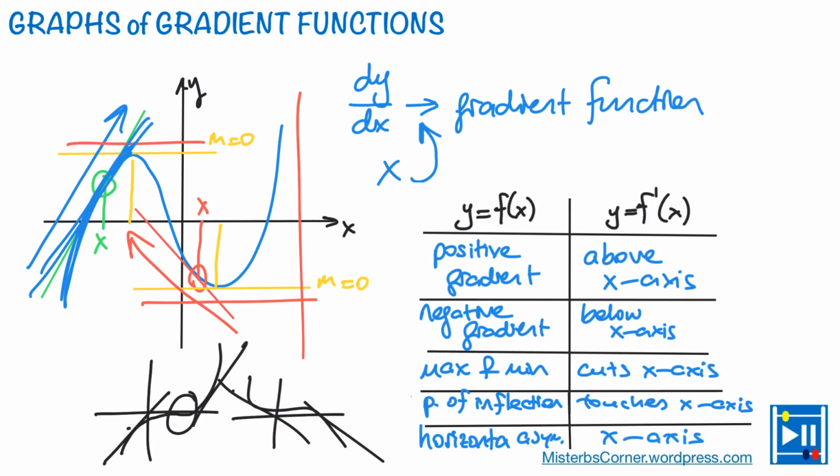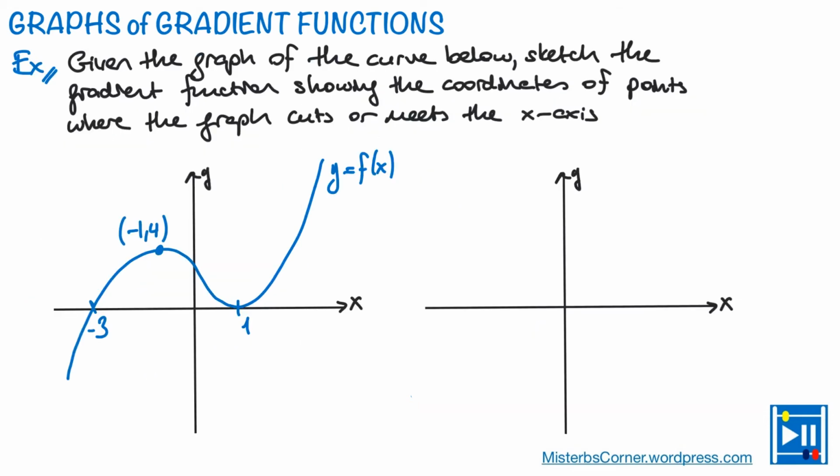Now is time for an example. So we have this cubic function graph given, and we're going to now draw the graph of the gradient function, and we must show the coordinates of the points where the graph cuts or meets the x-axis. Now let's start with the maximum and the minimum values. So we know that x equals -1 and x equals 1 have the local minimum and the local maximum. So I'm going to mark them on my graph. So it's -1 and 1, because I know the gradient function graph will cut the x-axis at these points.